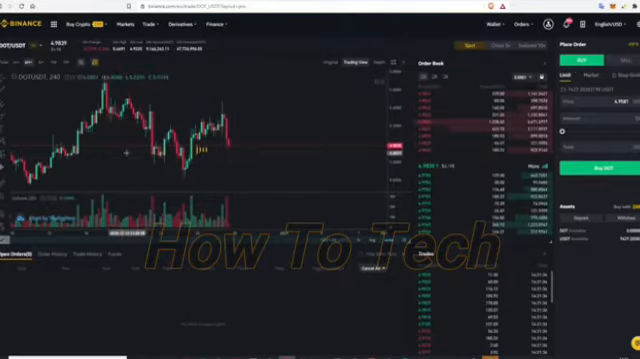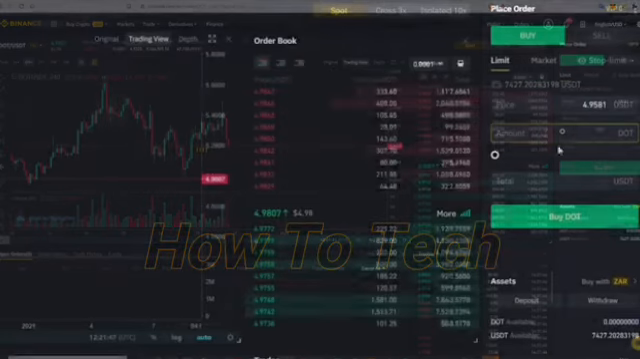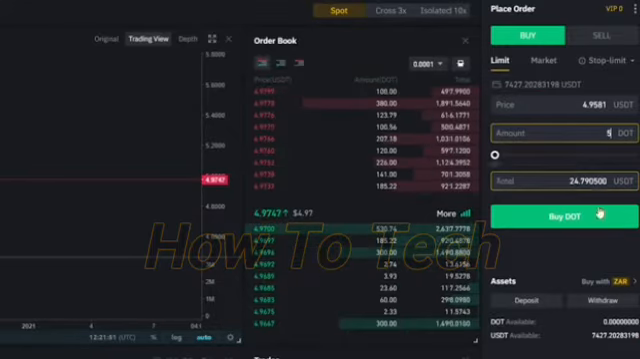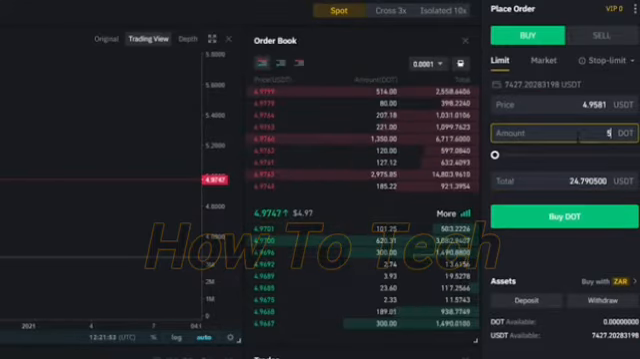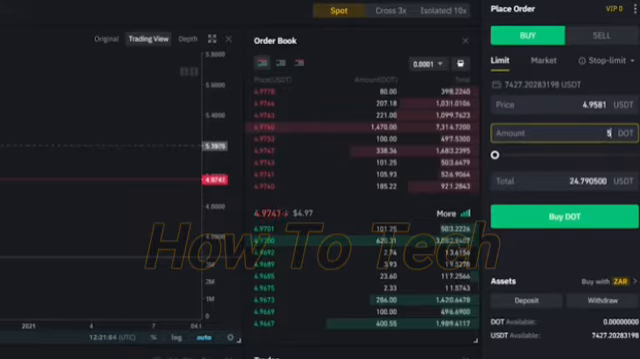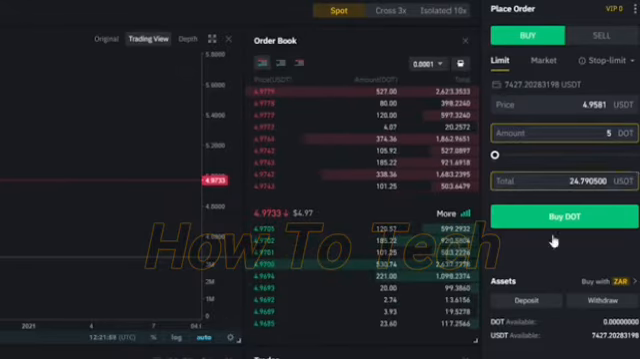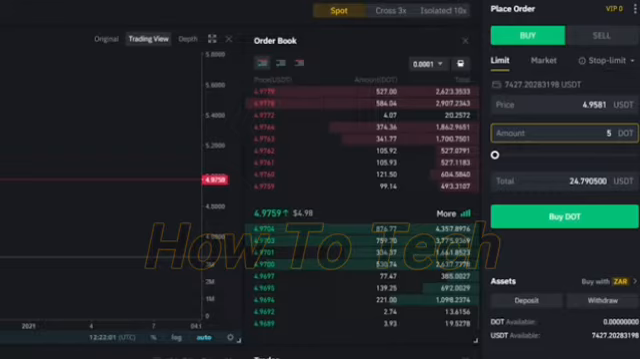I want to buy it when it hits what looks like a resistance and support level. But for the sake of the example, I'm just going to buy 5 DOT, right? It's going to cost me $24, as you can see, right? So you can see we have moved now from this chart. We're now looking at the place order area, right?